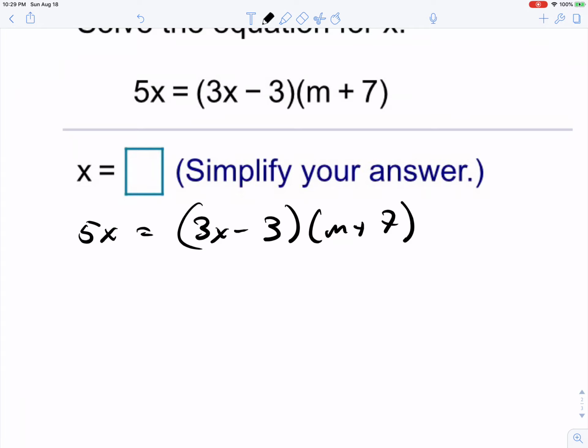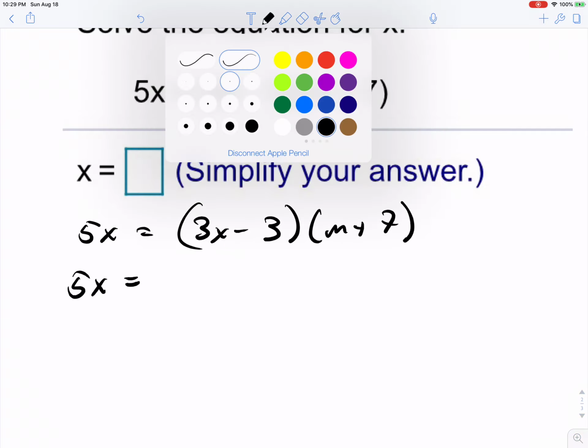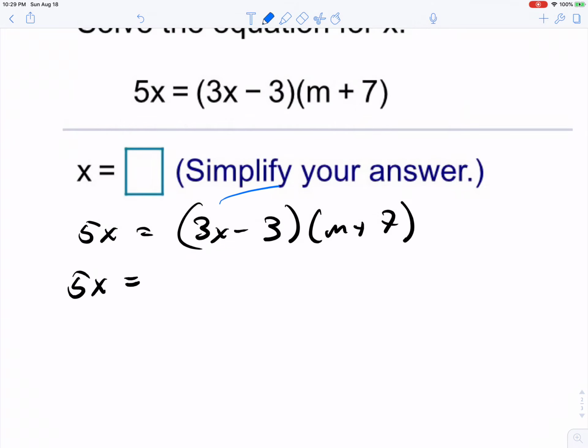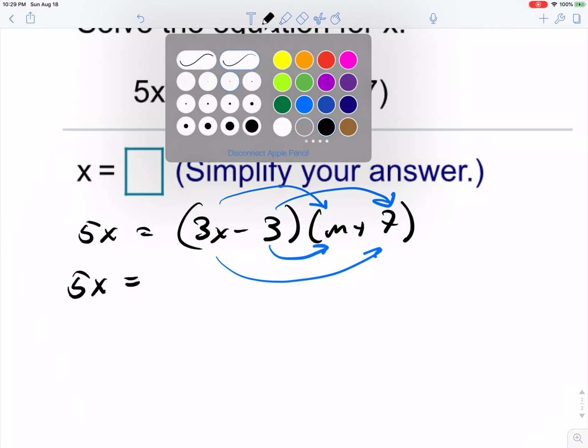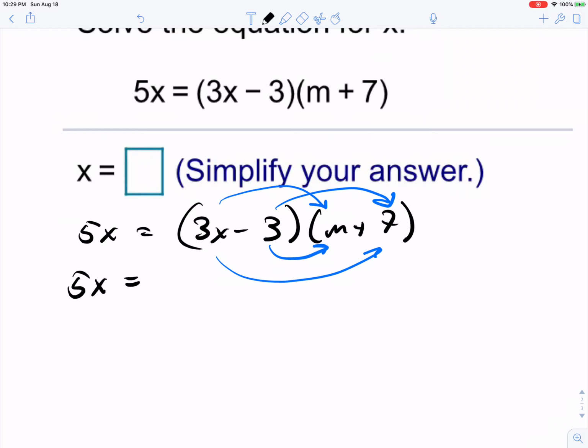Something like this, I would FOIL this out first. So then we'll get 5x equals... FOIL stands for first, so first times first, outer times outer, inner times inner, and last times last. That's how we want to multiply. I know some people use a box method, but I'm just going to do this.